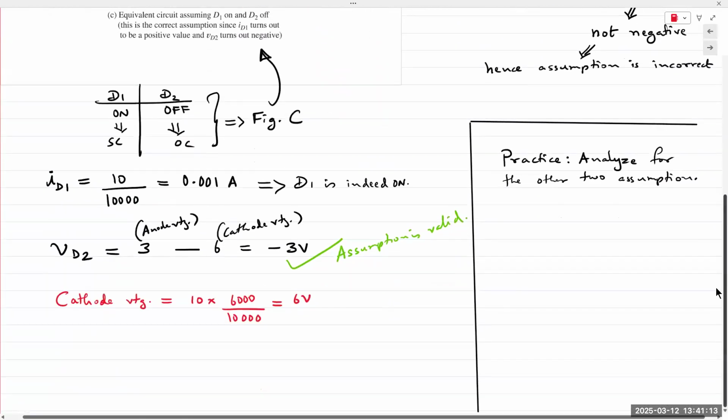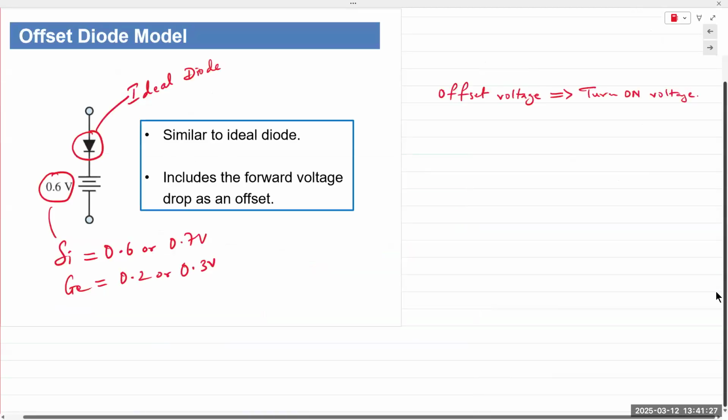Depending on the number of diodes, if you have n diodes in a problem or in a circuit, then you have 2 raised to n possible states. If you have 3 diodes, 8 possible combinations; 4 diodes, 16 possible combinations.